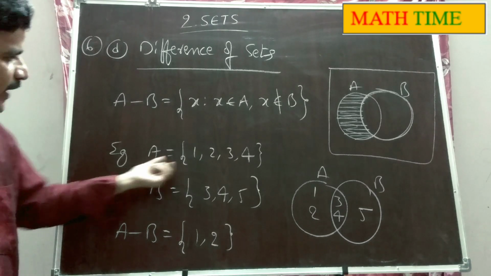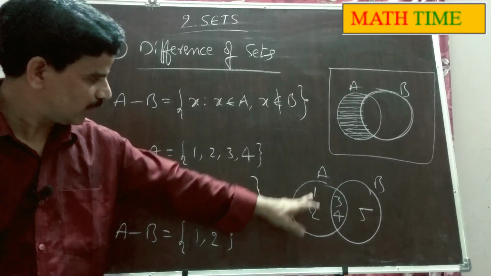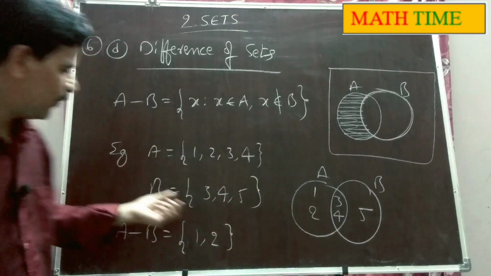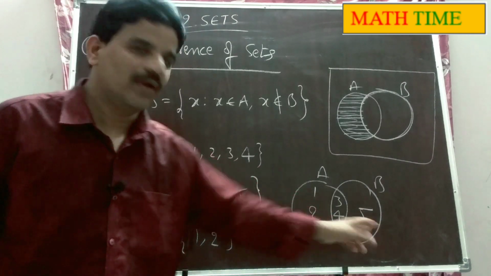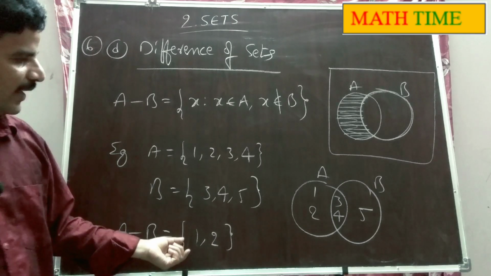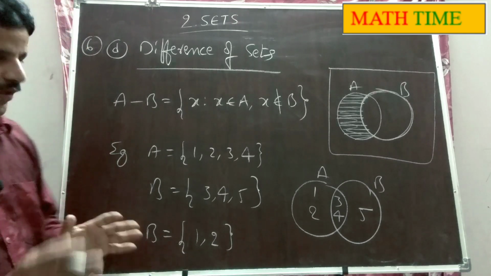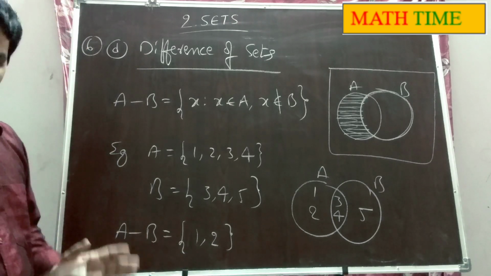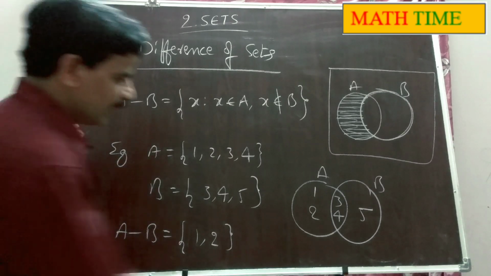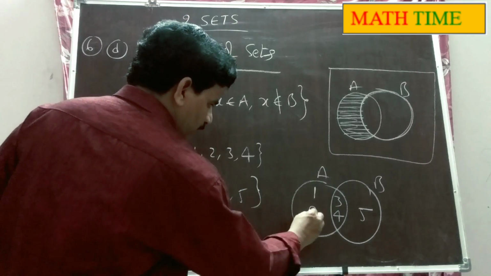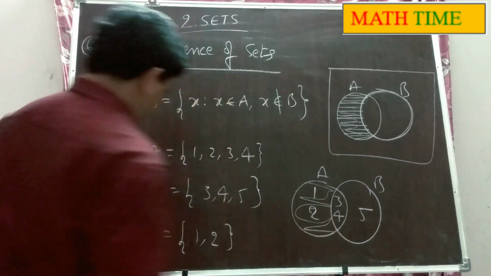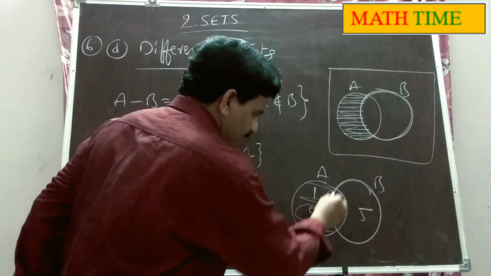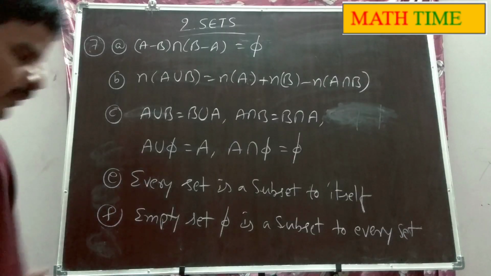For example, A equal to 1, 2, 3, 4 and B equal to 3, 4, 5. What is A minus B? A minus B means the elements of A and not the elements of B. Here we are taking only 1 and 2. This is the area we are taking. We are not taking the elements of B.